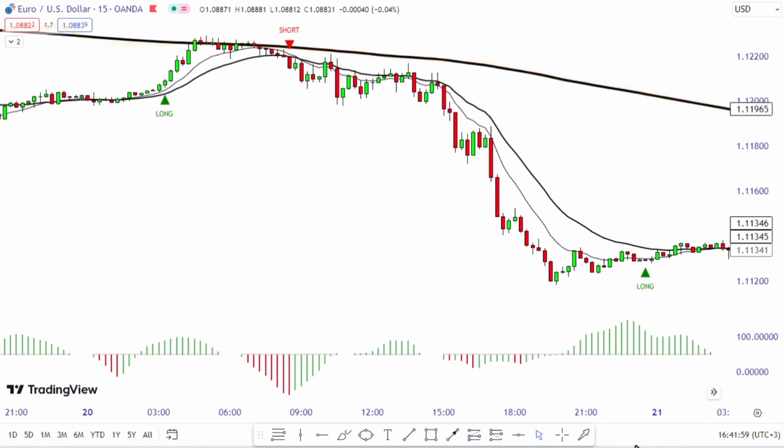Take a glance at the Firefly Oscillator histogram. It should be bold red and below zero. This is your second red light. When all these stars align, it's time to make your move.